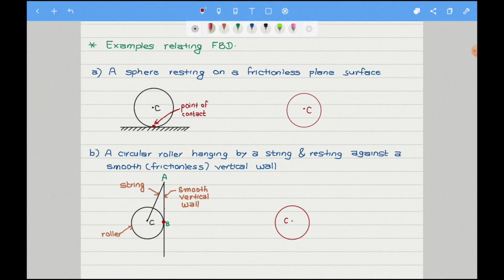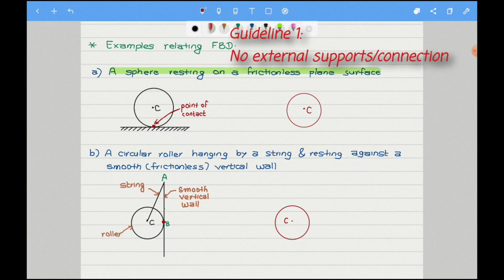So the first example over here is of a sphere resting on a frictionless plane surface. So we can clearly see that there is a sphere that is resting on a frictionless plane surface. Here frictionless means that there is no friction that acts between the sphere and the plane surface. Now if we are to draw the free body diagram for this figure, we will just draw the sphere as I already did here. And the very first thing that we are going to do, according to our first guideline, is we are not going to draw any supports or connections. That is to say, we will not draw the plane surface.